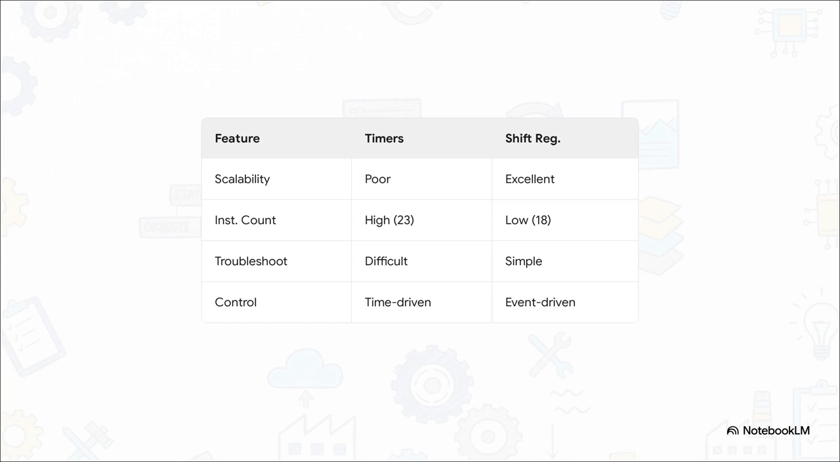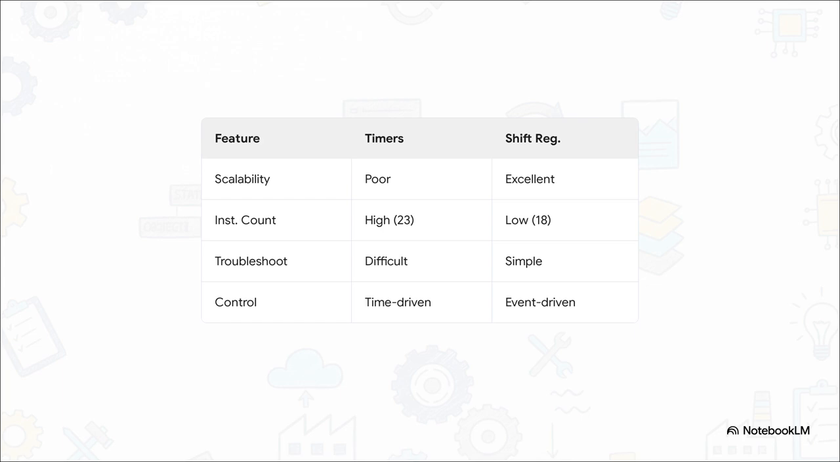First up, scalability. Cascaded timers, pretty poor. You need completely new rungs and new timers for every added step. Shift registers, excellent scalability. You simply expand the target register length. Second, instruction count and memory usage. Timers are high. We're talking 23 dense instruction lines just to get 3 steps done. Shift registers are highly compact, only 18 instruction lines covering 4 steps.